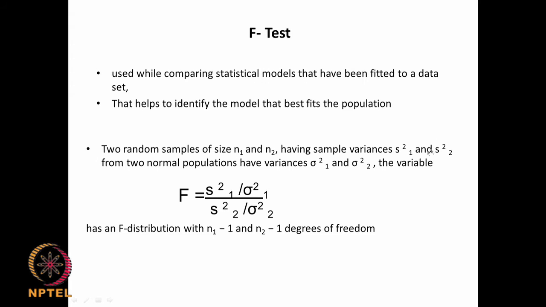So, if I take 2 random samples of size n1 and n2, and each of these has a variance of s1 square and s2 square, and they are from the normal population, and the population variances are sigma 1 square and sigma 2 square, then the F is given by s1 square by sigma 1 square divided by s2 square by sigma 2 square, and the F distribution will have 2 degrees of freedom, n1 minus 1 and n2 minus 1. So, n1 minus 1 relates to the numerator sample, n2 minus 1 relates to the denominator sample. So, you have to remember that.